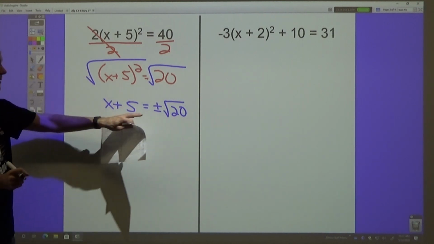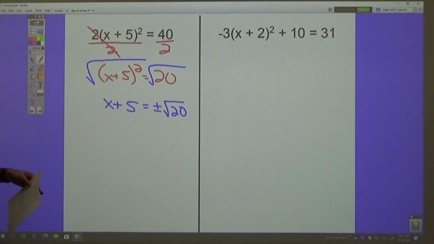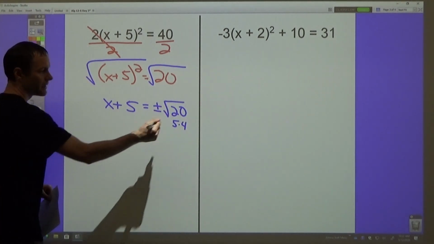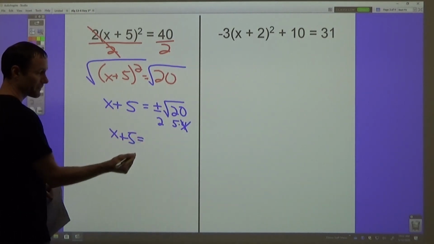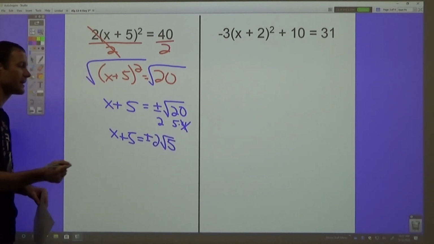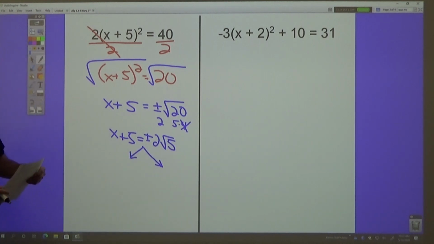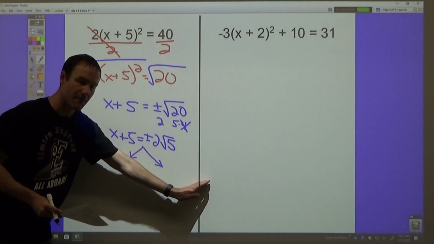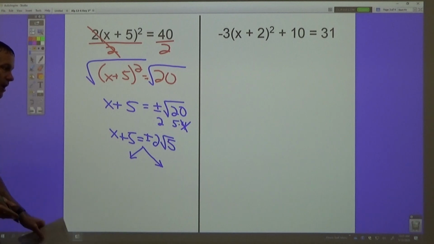All right? You could change that into a decimal if we're doing it the decimal way, or you could simplify it right now. 5 times 4 is 20. Cross off the 4, bring out the 2. So this is really x plus 5 equals plus or minus 2 radical 5. This is where we want to split it. Now be very careful on ClassKick. I want the plus to go over to the left-hand side and the minus to go over to the right-hand side. If you do it the opposite way, your answers are going to be wrong on ClassKick.